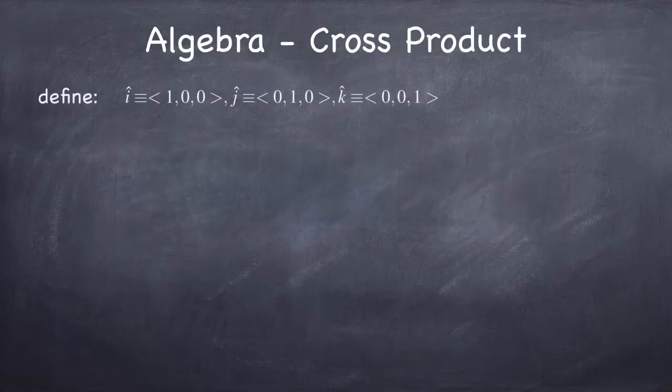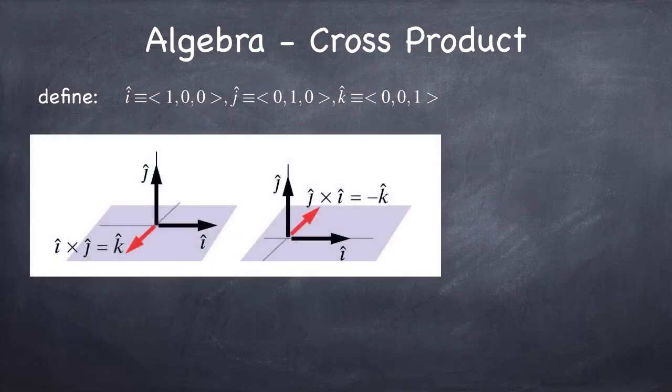Another point is you can use algebra to do cross products. If we define unit vectors that point in the x, the y, and the z direction, in this case I'm using i hat, j hat, and k hat because that's the way the calculus book at UIndy denotes unit vectors that point in the x, y, and z direction, then you can see that i hat cross j hat is equal to k hat, and j hat cross i hat is equal to minus k hat.